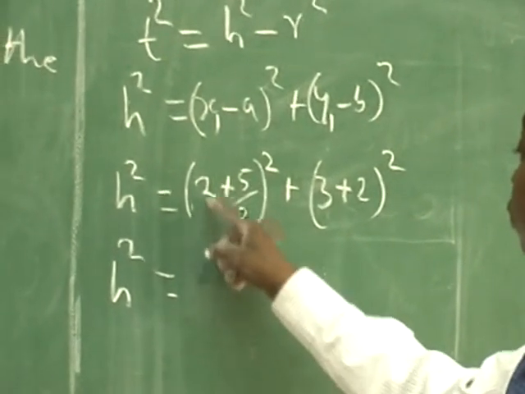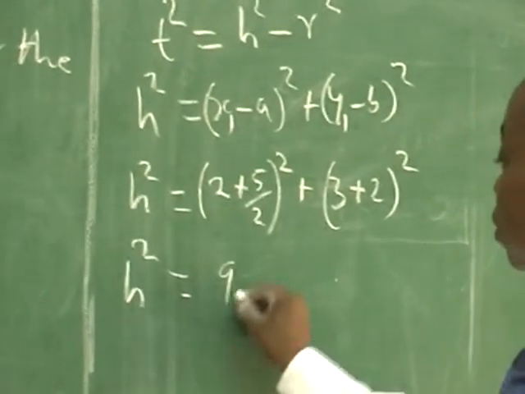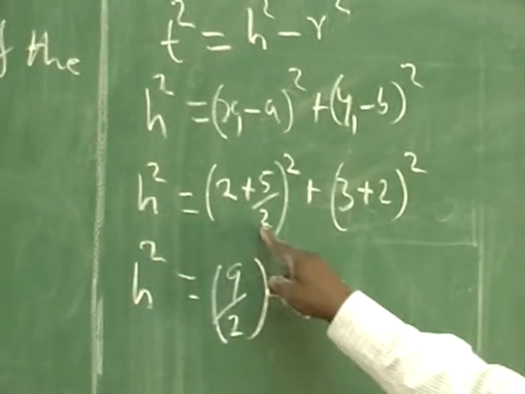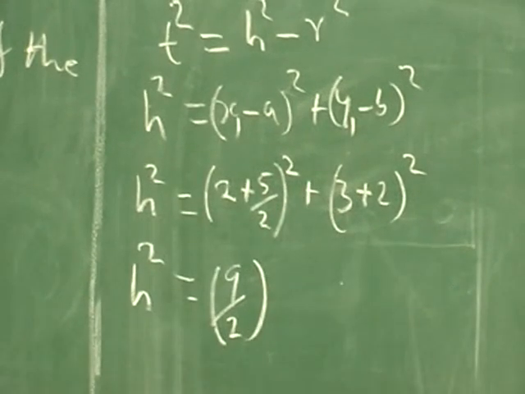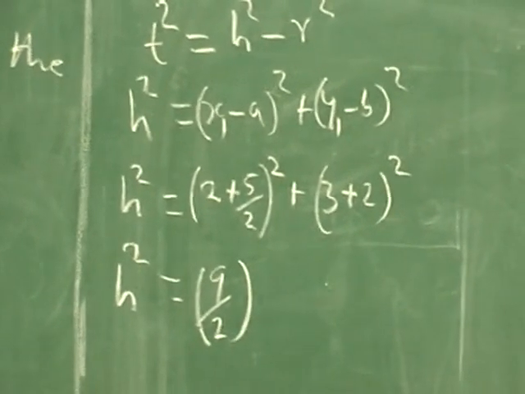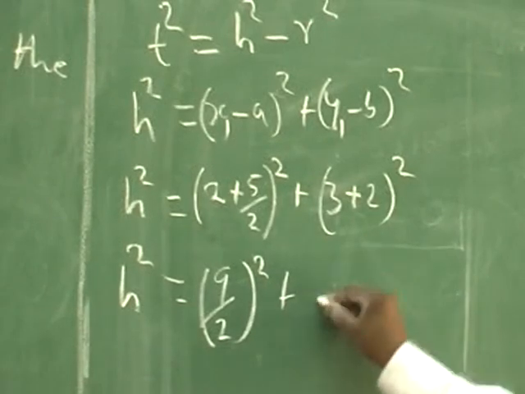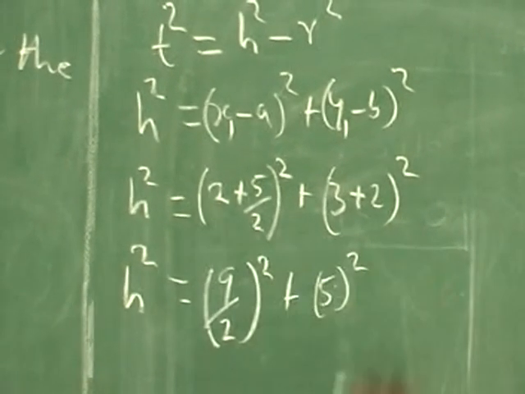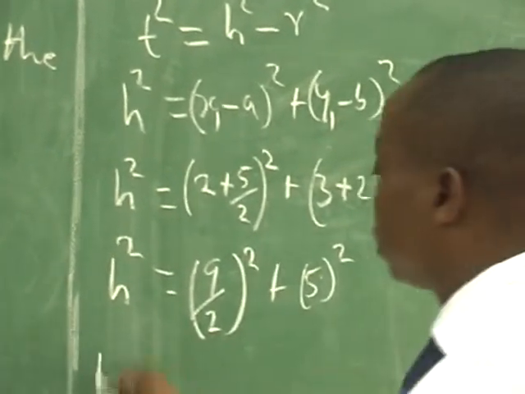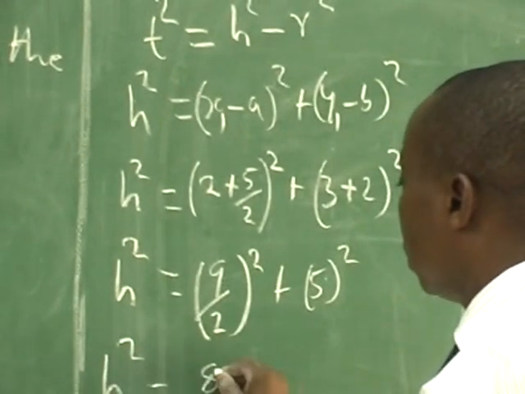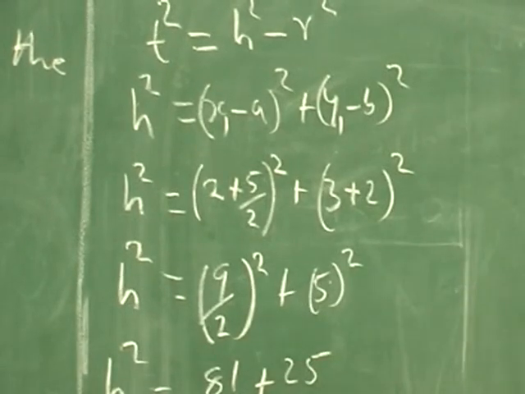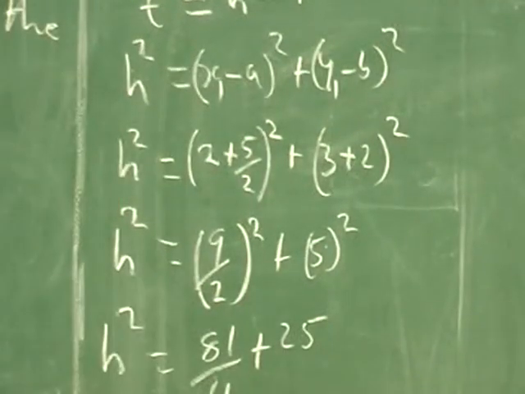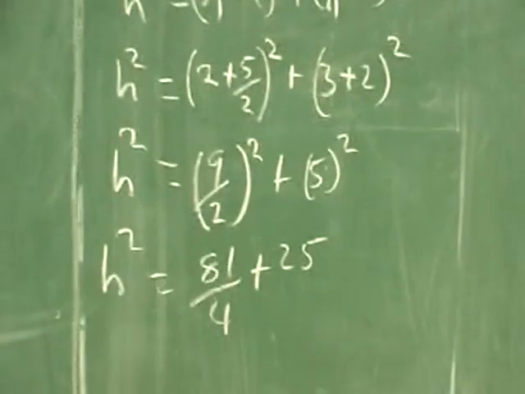So if we have that, h squared is equal to, if we take LCM of this, we have 9 all over 2. That is, LCM is 2 times 2 is 4, 4 plus 5 is 9 all over 2, squared. Now this is 5 squared. So h squared is the same as 81 all over 4 plus 25. See, that is h squared.